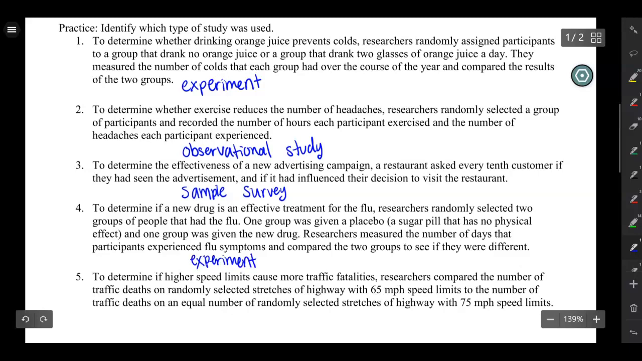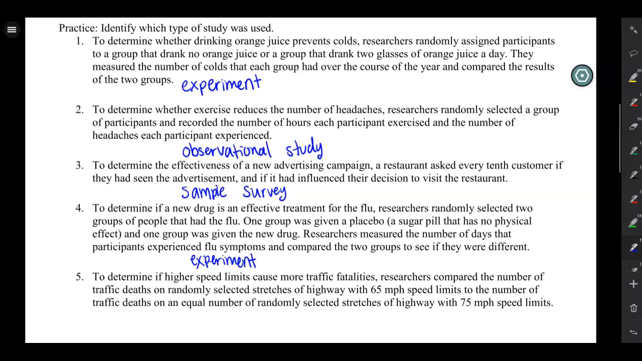It has the same 2 key features that we talked about in example 1. First, we have 2 groups, one that's undergoing no change and one that's undergoing a change of taking a new drug. And the other big clue is that the researchers are affecting the actions and the lives of the participants.